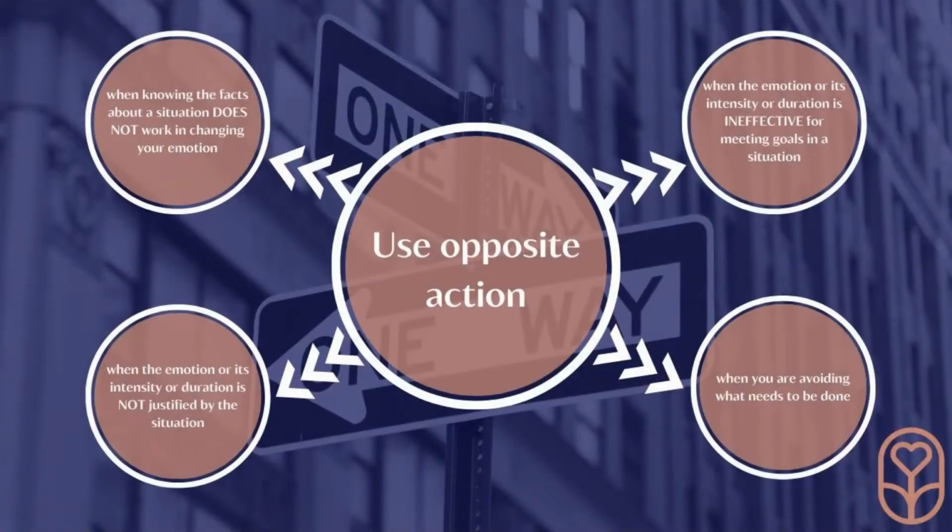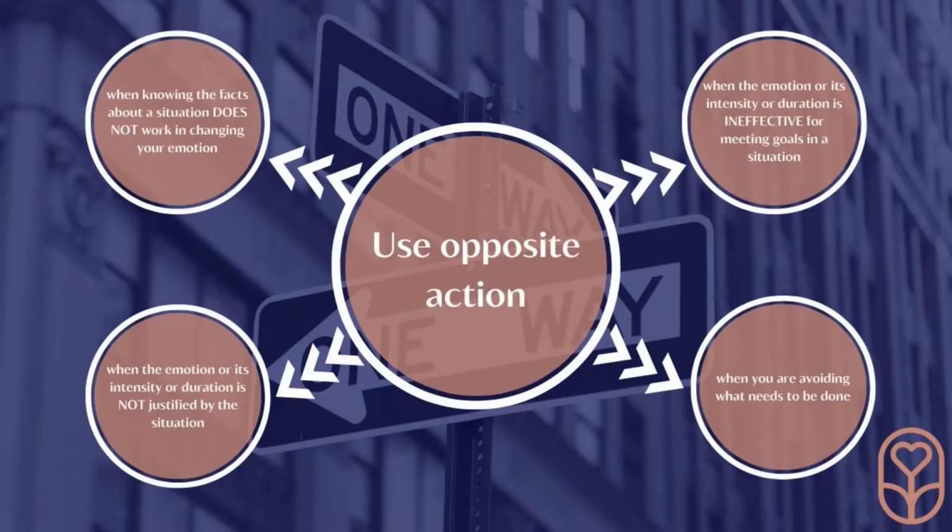Opposite action works best when knowing the facts about a situation does not work in changing your emotion. An instance could be rationalizing that asking your boss for a raise is not a threat to your well-being or safety, but still not getting yourself to ask. Taking opposite action would be finding the courage to ask.